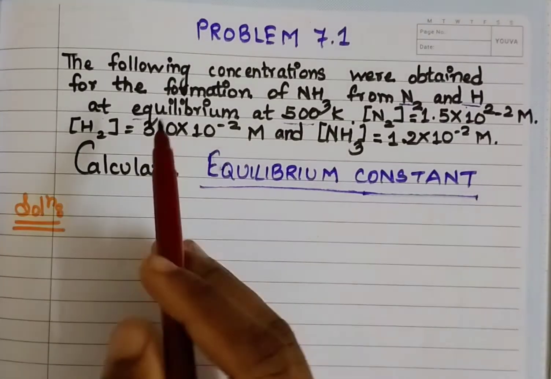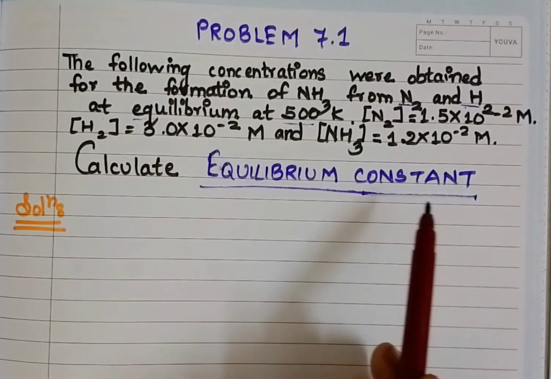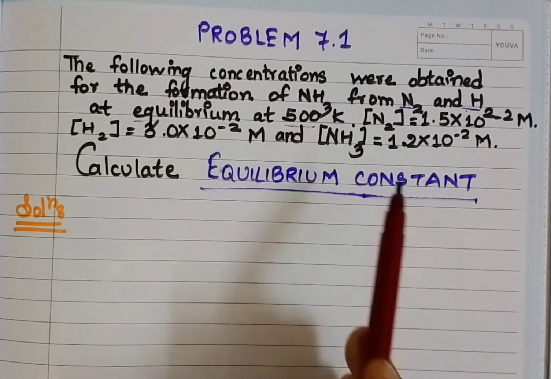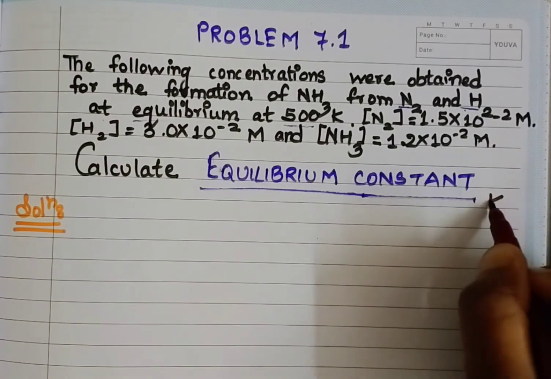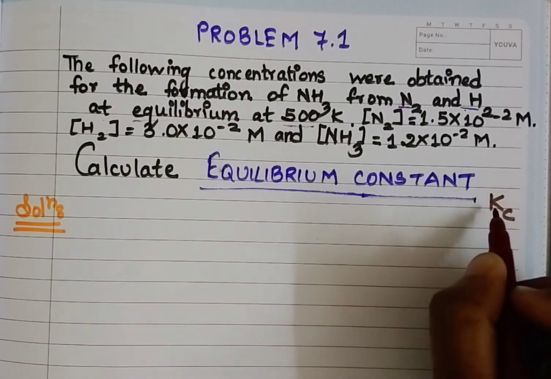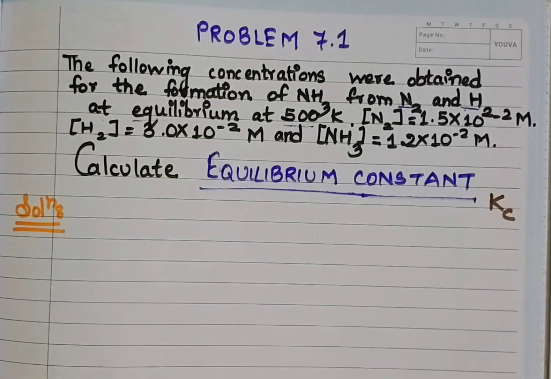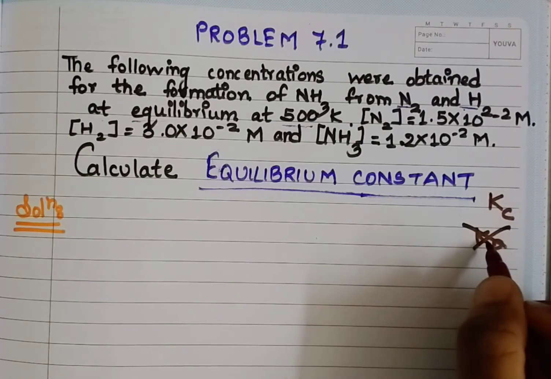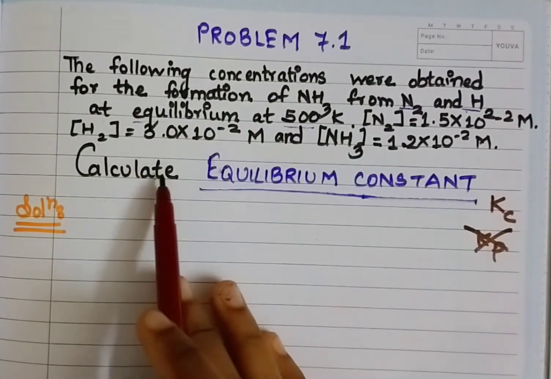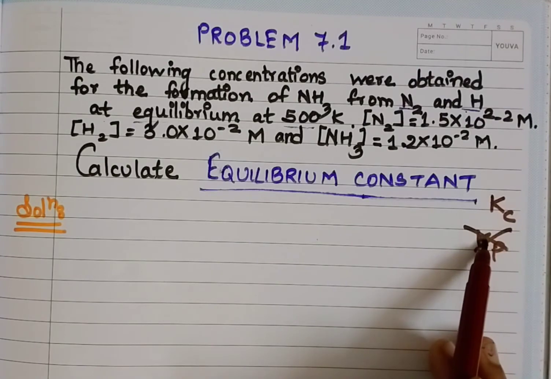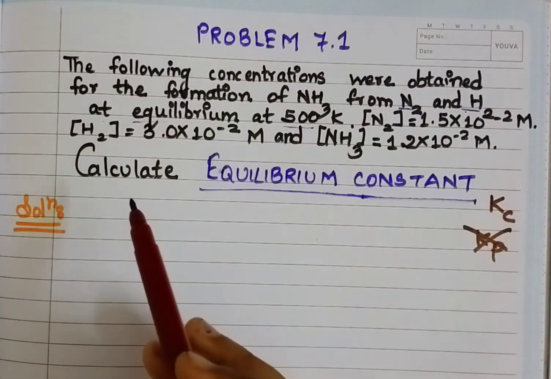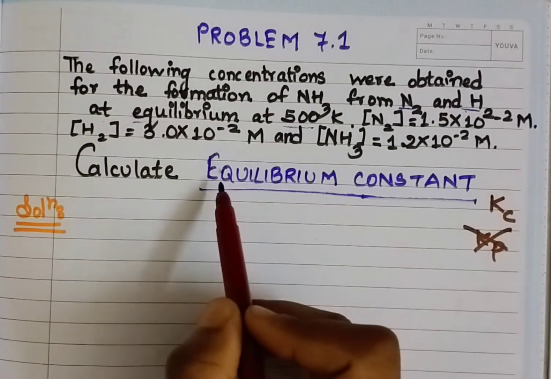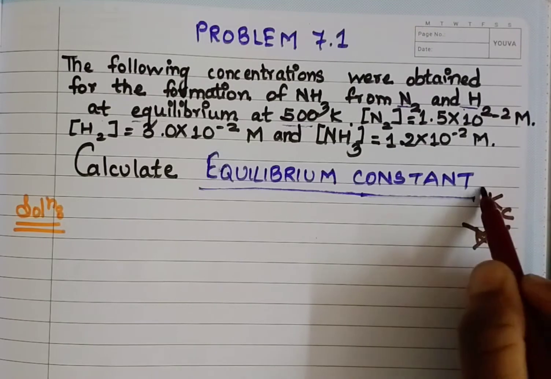First of all, let's write the given values. But first, what is this equilibrium constant? We need to find the value of Kc. Kc is the equilibrium constant. Here, we are not using Kp because the concentrations are given, and when we need to use Kp, they give questions like find Kp or calculate Kp. So here they said only equilibrium constant, so we will use Kc.